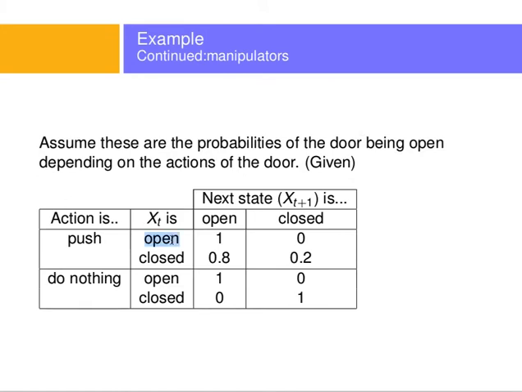The probability that the previous state is open and I push or did nothing, the next state is open and closed. So I'm going to be referring to this table. I'm not going to come back and forth from this table. If you need a minute, write it down. Pause the video now and write it down.